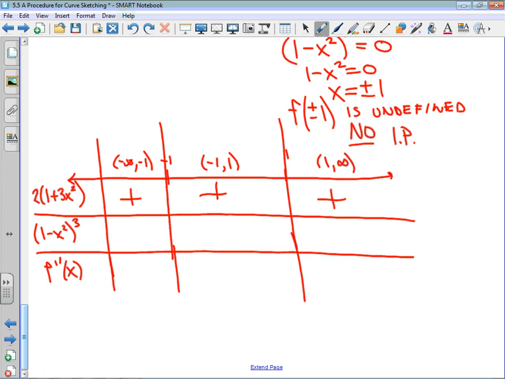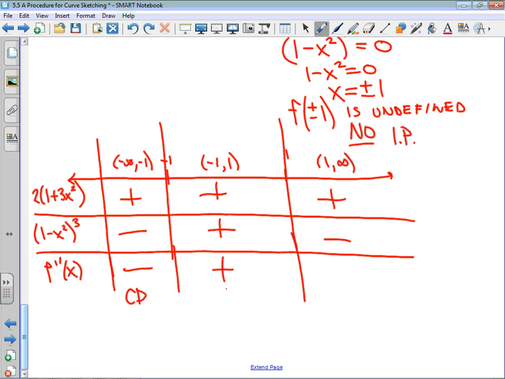So from negative infinity to negative 1, let's pick negative 10. 1 minus negative 10 squared is 1 minus 100. That is definitely negative. From negative 1 to positive 1, let's say when x is equal to 0, it's positive, and from 1 to infinity, because this has even symmetry, I know that it is going to be negative there as well. So my second derivative is negative and concave down from negative infinity to negative 1. It's positive and concave up from negative 1 to positive 1, and it is negative and concave down from 1 to infinity.